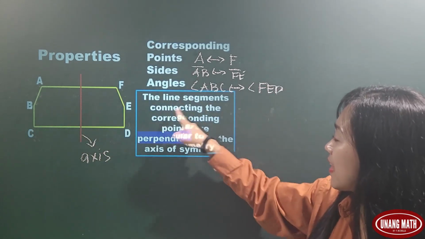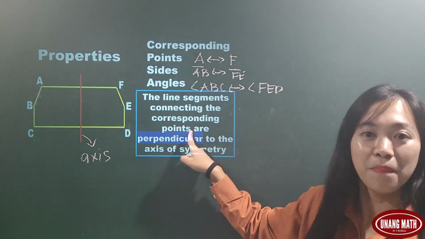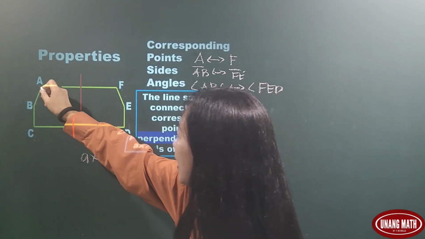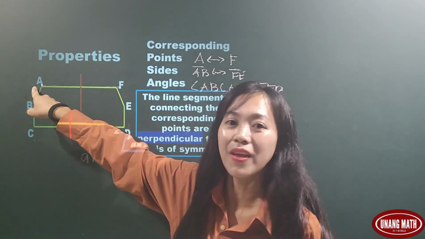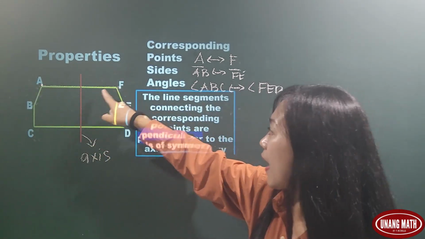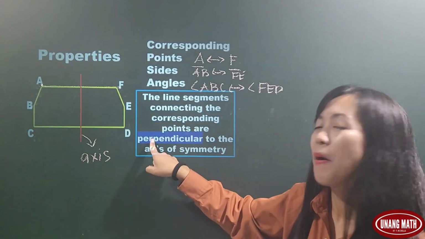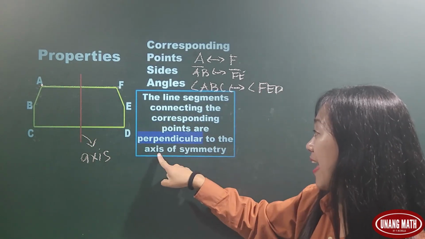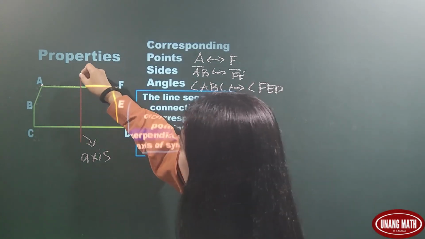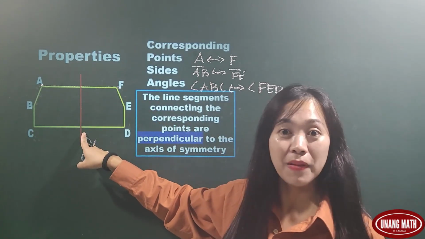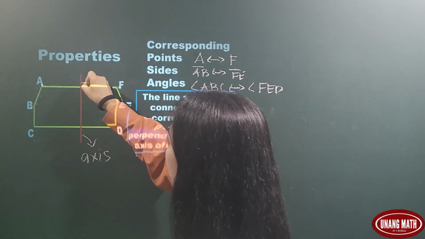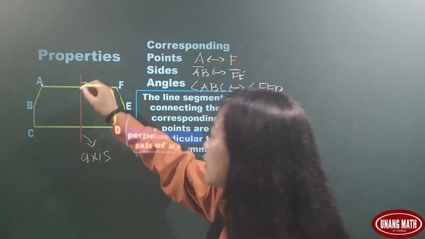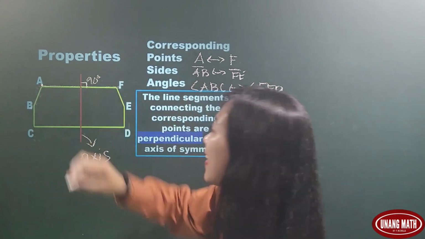And the line segments connecting the corresponding points. So, line segment to this point, connecting the corresponding points. So, point A at point F. So, this line segment is perpendicular to the axis of symmetry. So, this is the axis of symmetry perpendicular sa line segment na ito. Dahil meron itong angle na mapuform, specifically right angle.